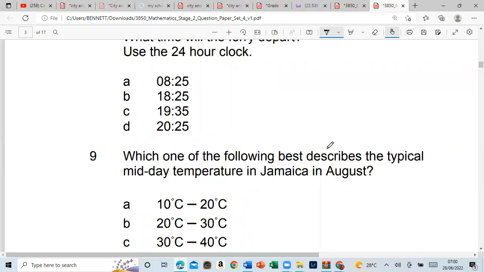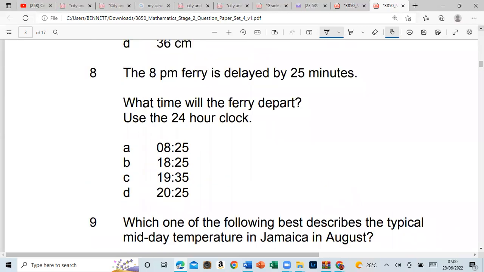All right. So let's look at number 8. The 8 p.m. ferry is delayed by 25 minutes. What time will the ferry depart using the 24-hour clock? So first, let us convert 8 p.m. from the regular clock to 24-hour, right? So that would be 20:00. And if you delay 25 minutes, you add, so that's 20:25.